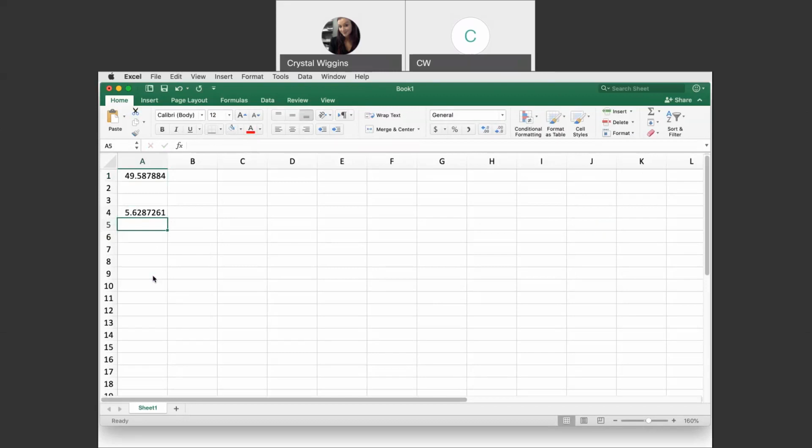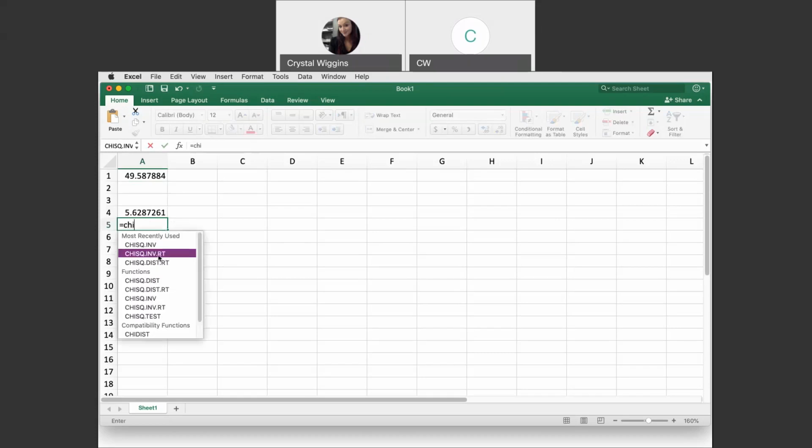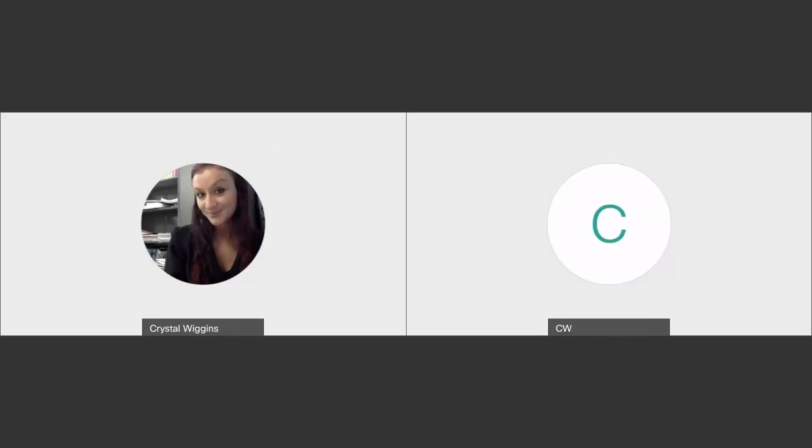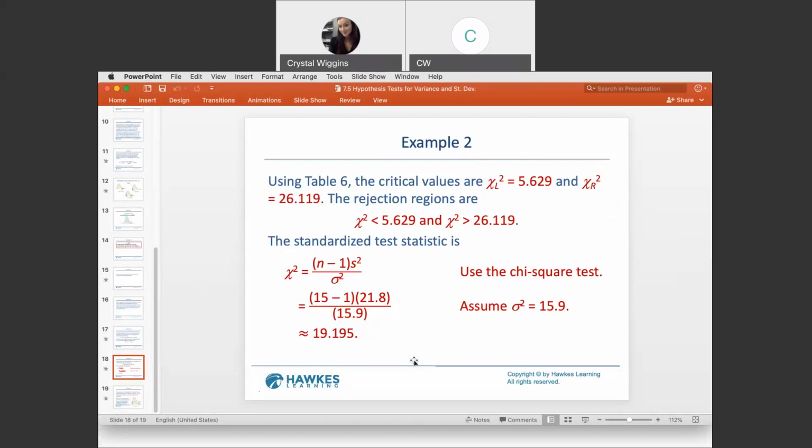Now for the critical value for the right side of the two-tailed test, we do equals, start typing chi, and we use inverse right. Again, it's 0.05 divided by 2 because it's a two-tailed test, with the degrees of freedom of 14, giving me a right critical value of 26.11. So now we have our lower and upper critical values. We then need to calculate the chi-squared statistic so that we can see if the chi-squared statistic is smaller than our lower limit or larger than our upper limit.